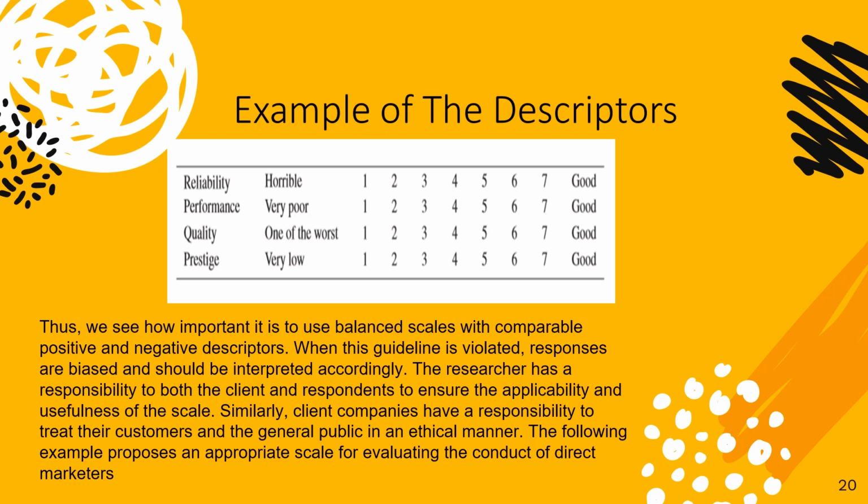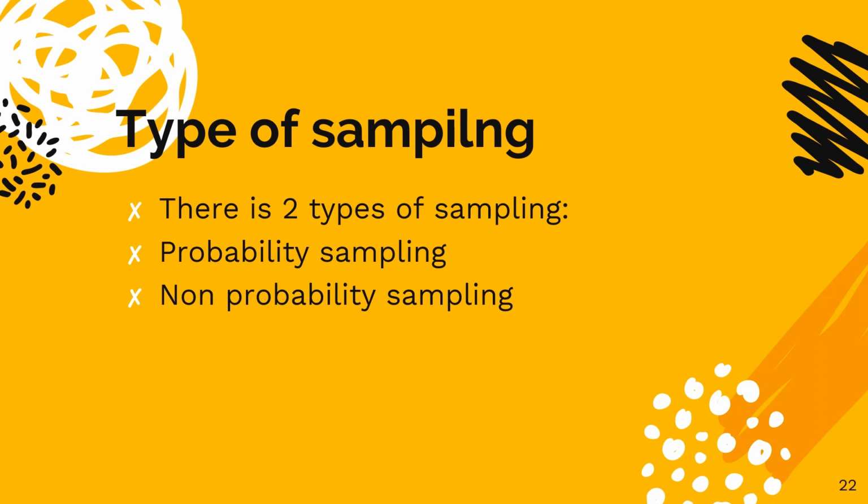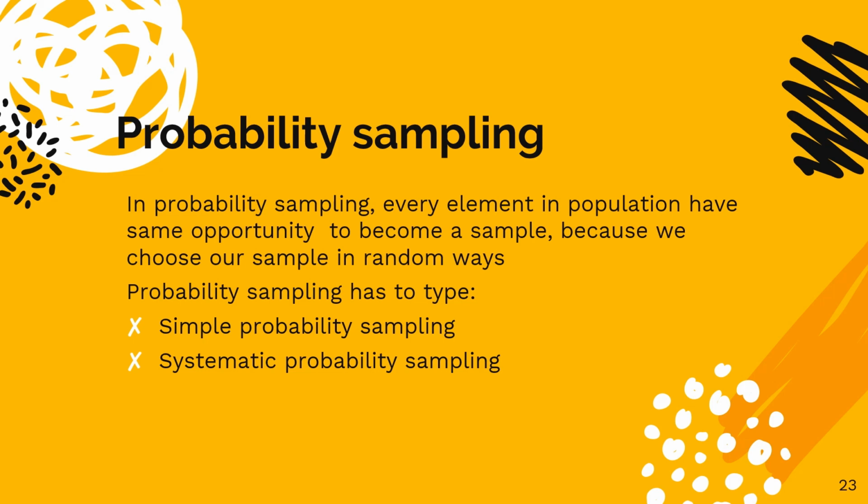There are two types of sampling. There is non-probability and probability sampling. Probability sampling is, where every element in the population has some opportunity to become a sample because we choose our sample in random ways. Probability sampling has two types. The first type is simple probability sampling, and the second type is systematic probability sampling.